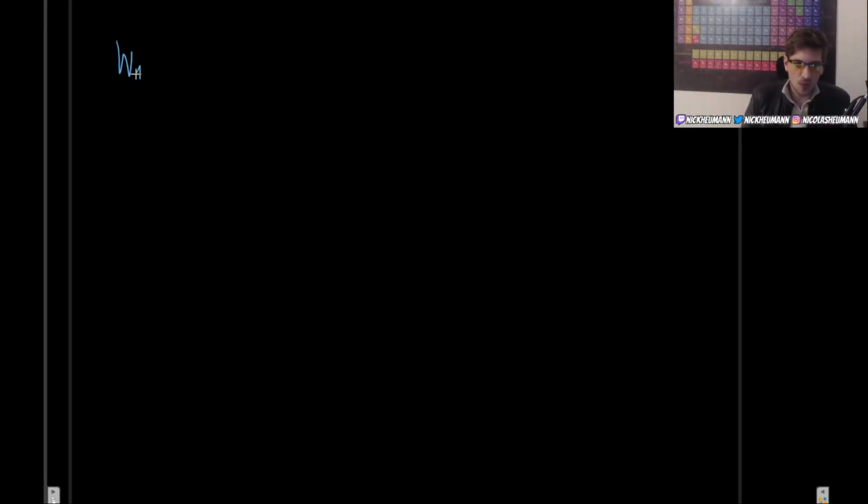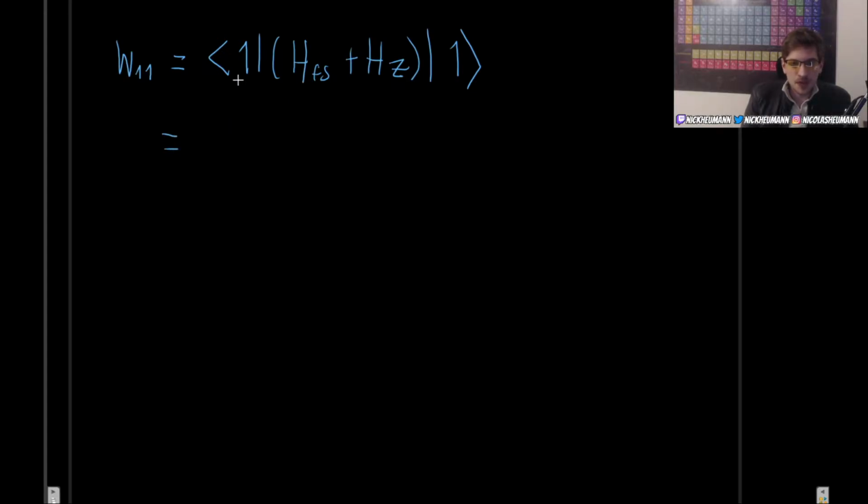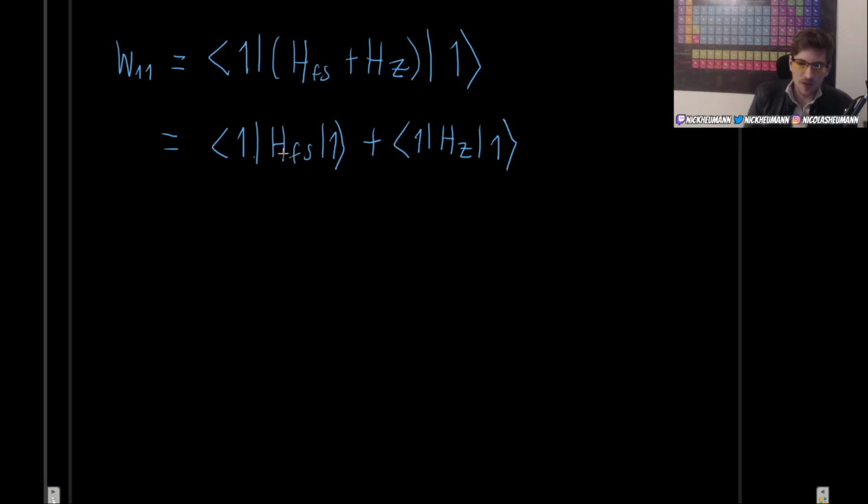So W11. So this is state 1 and then our Hamiltonian, which is fine structure plus Zeeman contribution, state 1. Okay, this is going to be, we can of course separate these two, so we get the expectation value. Actually, no, I'm going to keep it like this so that we are explicit in the fact that we are doing this expectation value with respect to state number 1, plus expectation value of the Zeeman contribution. And of course, the Hamiltonian acting on our state is going to be the same as our energy acting on the state.